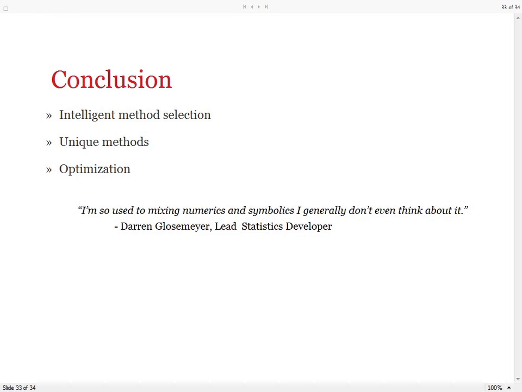Thanks for attending this presentation about the unique advantages symbolic computation brings to Mathematica's numerics functions. On this final slide, I've finished with a quotation that sums up the feeling about symbolics and numerics inside the halls of Wolfram Research. I asked Darren Glossmeyer about hybrid methods in his work as lead statistics developer, and his reaction was, "I'm so used to mixing numerics and symbolics, I generally don't even think about it." In other words, hybrid symbolic numeric methods are the norm rather than the exception in Mathematica.